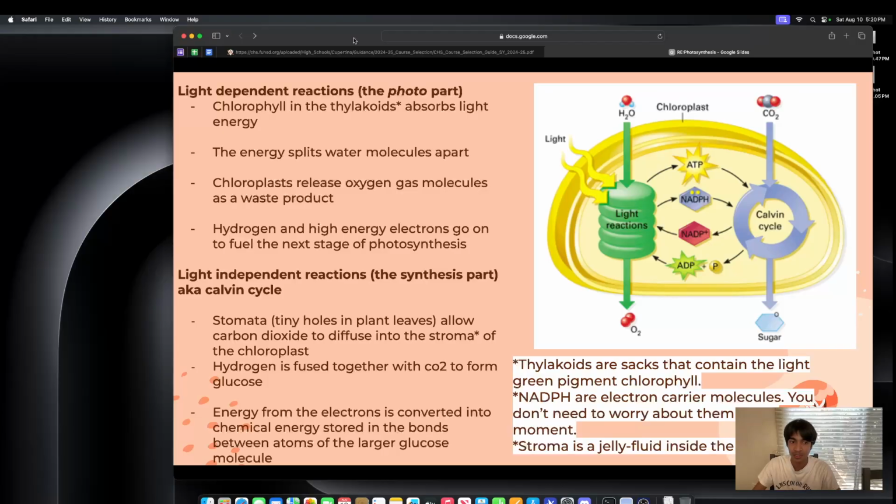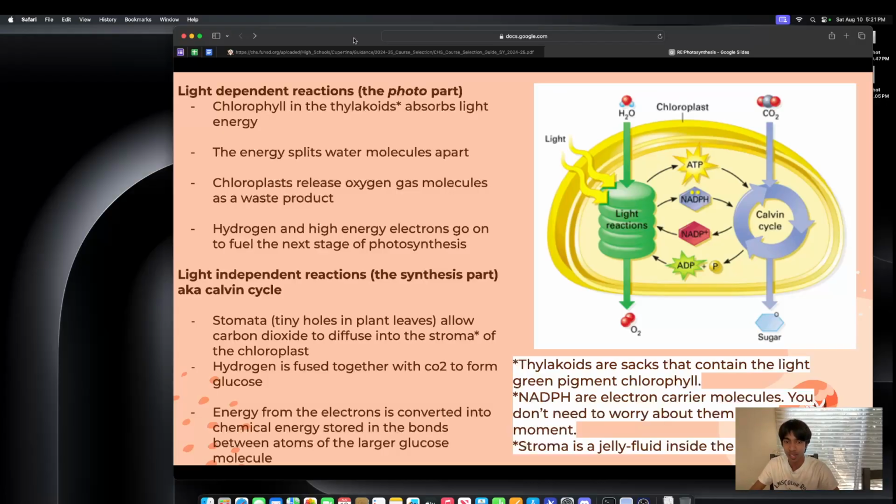Then the synthesis, the Calvin cycle: stomata, tiny holes in plant leaves, allow carbon dioxide to diffuse into the stroma of the chloroplast. Hydrogen is fused together with carbon dioxide to form glucose, and yes, that's how glucose is made. And then energy from the electrons is converted into chemical energy stored in the bonds between atoms of the larger glucose molecule. So some of these words you might not know. Thylakoids are sacs that contain the light green pigment chlorophyll, and then NADPH are electron carrier molecules, and we learned about that during cellular respiration as well. And then stroma is like a jelly fluid inside the chloroplast, okay?